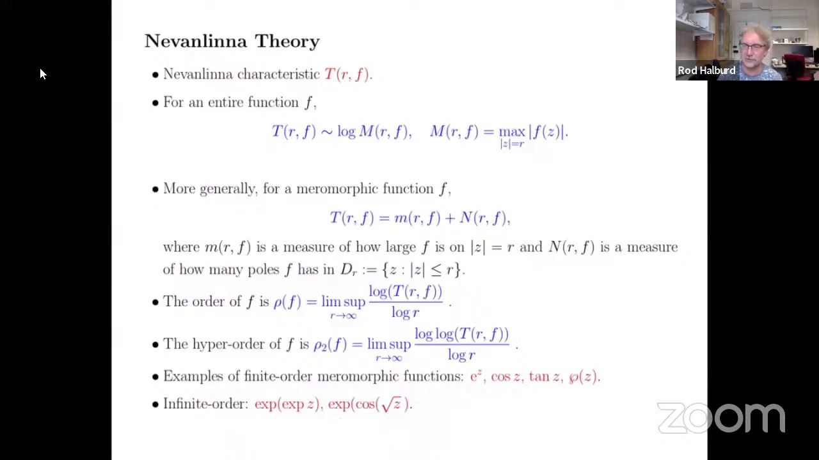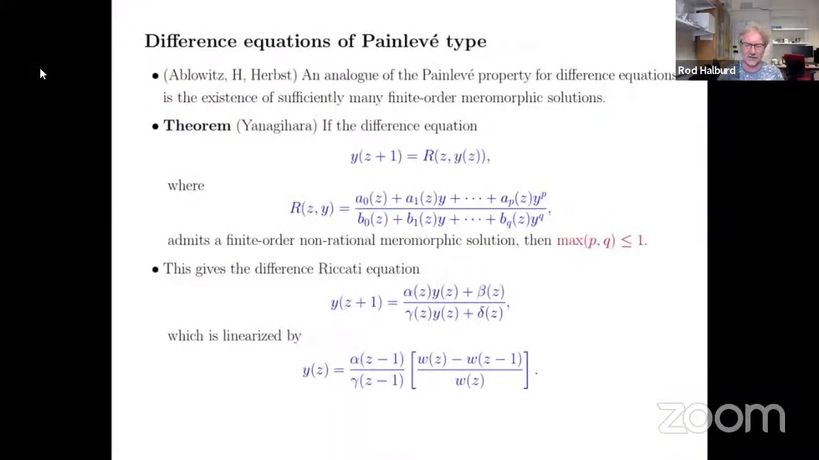It's an entire function, of course, so the branching cancels out because you only ever see the square root of z as square root of z squared, or z. So this thing is of hyperorder 1/2. So that's infinite order, but not too bad. Okay, 1 seems to be the dividing point.